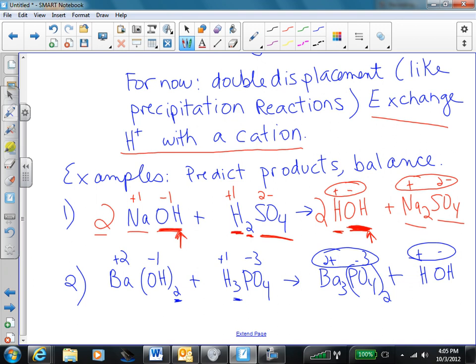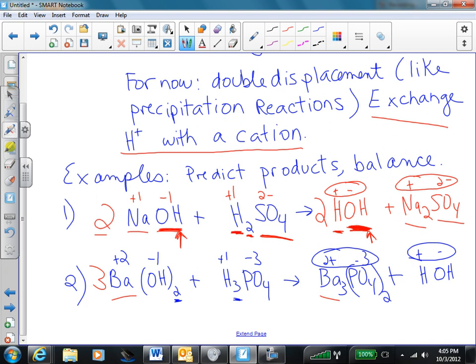That's right. We need to balance the overall reaction with our coefficients. So let's check what we have. 1 barium. How many here? 3. So what do I need in front of my barium hydroxide? That's right. I need a 3 in front of my barium hydroxide.